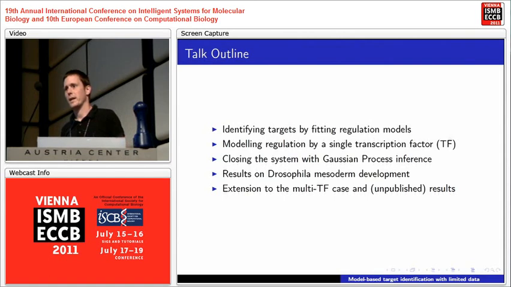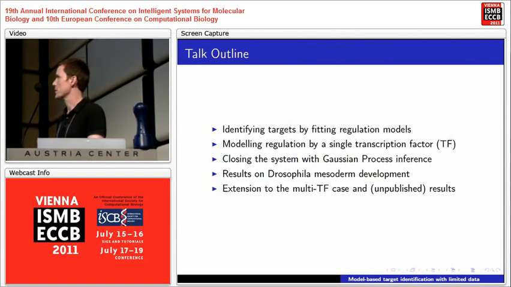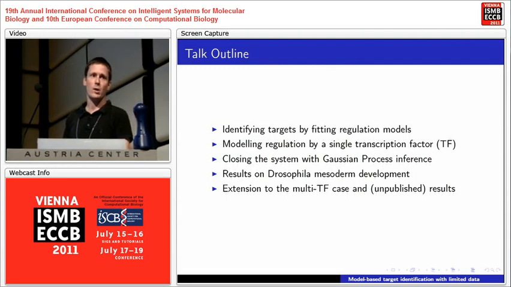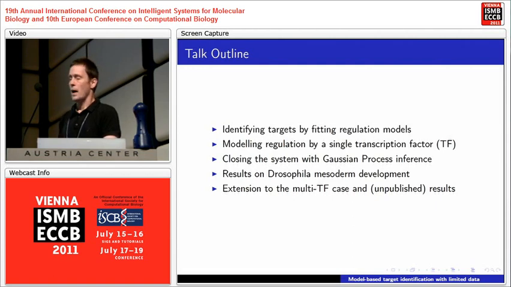So just a quick outline of the talk. I'm going to give a quick motivation of how you can use differential equation style models to find targets of transcription factors. And then I'll talk about a very simple case where we just have a model of regulation by single transcription factor. And it's very simple, but it's quite practical when you have limited gene expression data.